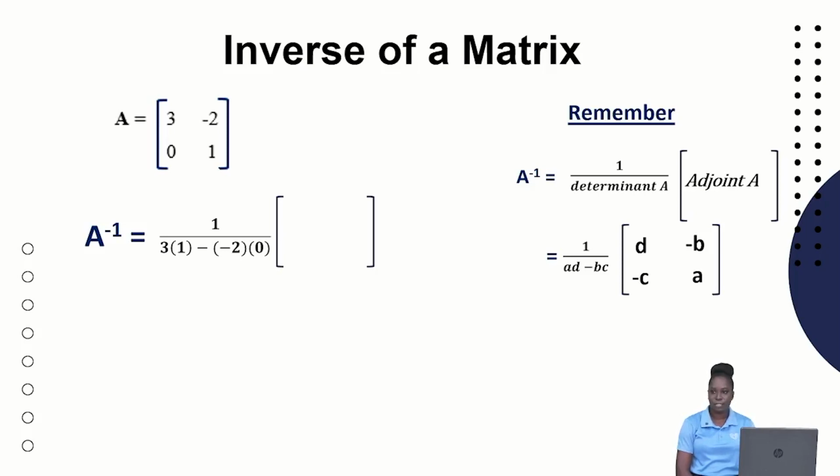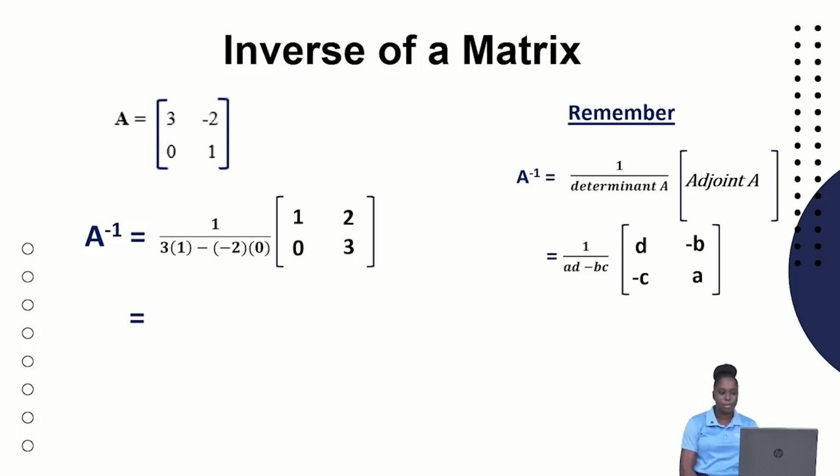So 3 is first, so it becomes last. 1 is last, so that becomes first. And we have negative 2, which will then become positive 2. And we have 0, and so that still remains 0 because there is no such thing as negative 0. And we will just simplify our denominator. 3 times 1 is 3 minus negative 2 times 0, which is 0. So we'll have 3 minus 0.